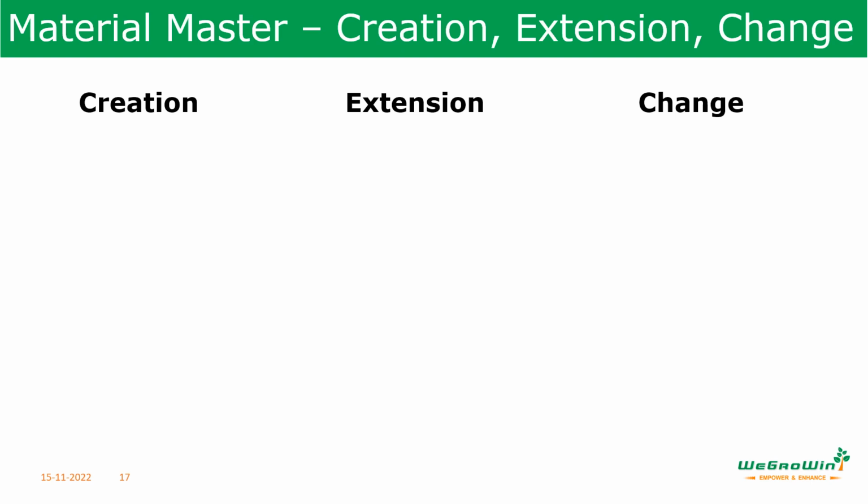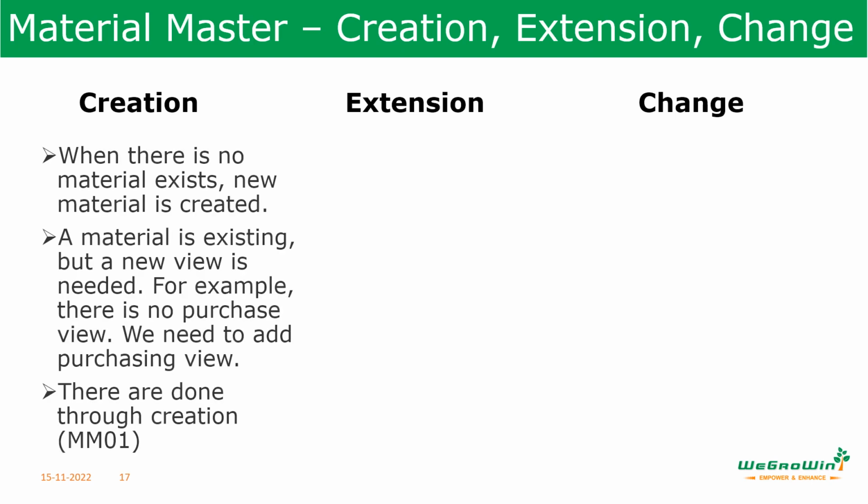Just for some clarification, there are some different terms we hear: material master creation, material master extension, material master change. Let us see the differences here. Material master creation means when no material exists, we have to create a new material. But if a material exists and you want to create a new view, for example the purchasing view, that is also like creating the view. This has to be done through transaction MM01. If you want to create a new material, MM01; if there is no view and we want to create a new view, that is also MM01.